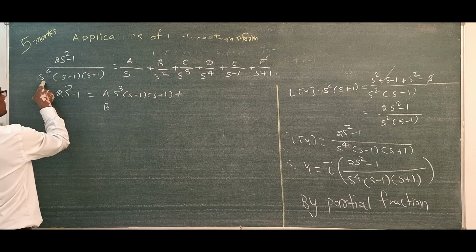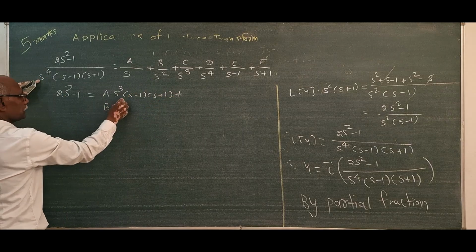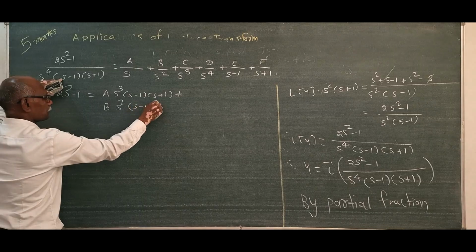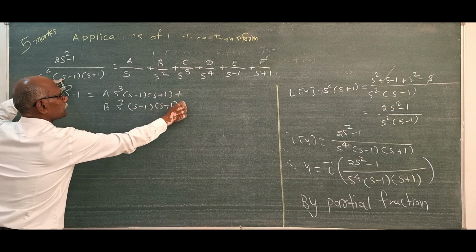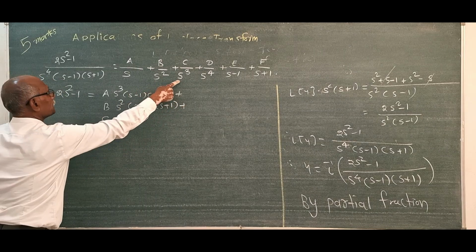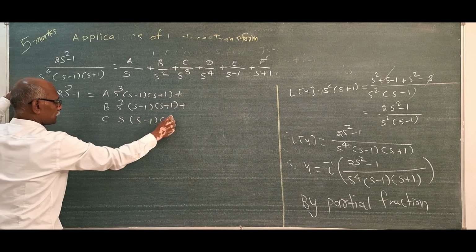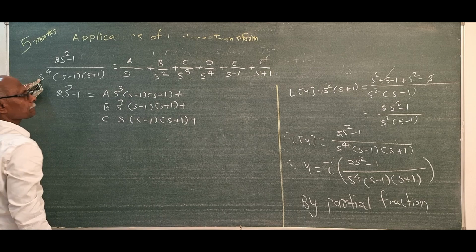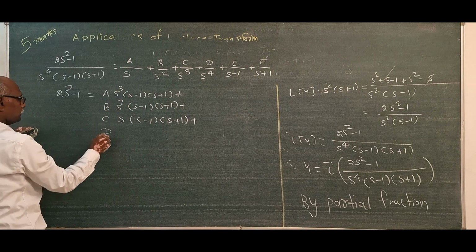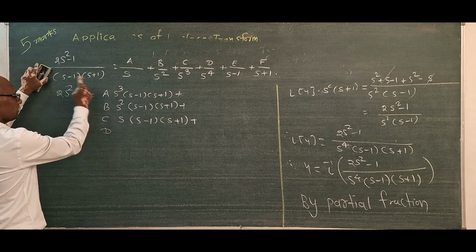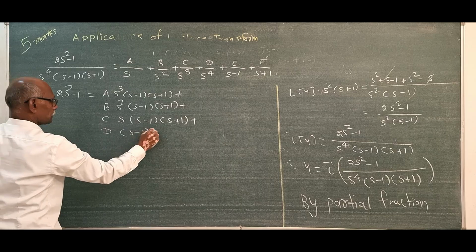B has s square, so what we write is (s minus 1) into (s plus 1). Then plus C. Now if s cube is there, then what is the balance? s. So (s minus 1)(s plus 1) plus s to the 4 for D. So s to the 4, I erase this. We are getting 2 factors, s minus 1 and s plus 1.